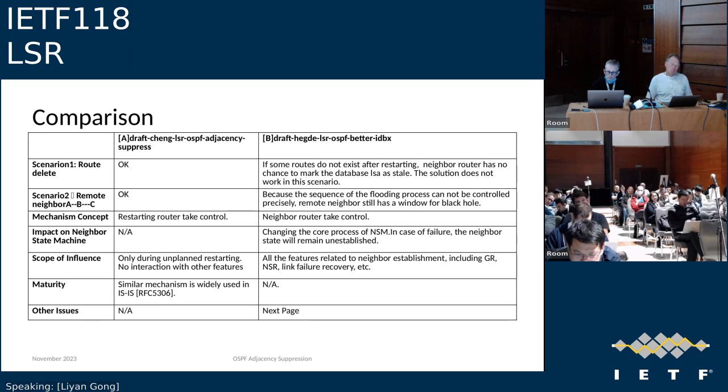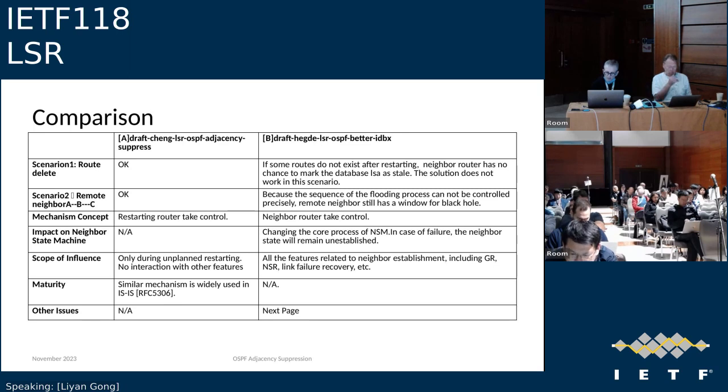And scenario two, for the remote neighbor. Solution A is okay because the surprise timer can be adjusted according to the network environment, and it can guarantee the remote neighbor first receives the regenerated LSA of the restarter and then the proxy LSA of the direct neighbor. But for solution B, because the sequence of the flooding process cannot be controlled precisely, the order of LSA receiving cannot be guaranteed for the remote neighbor. So we think it still has a window for a black hole.